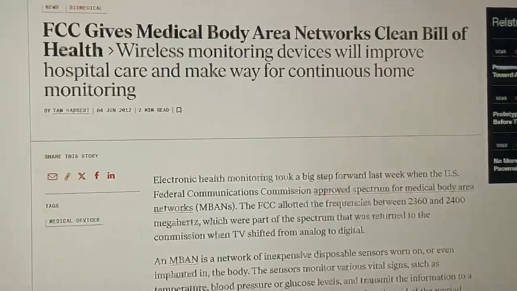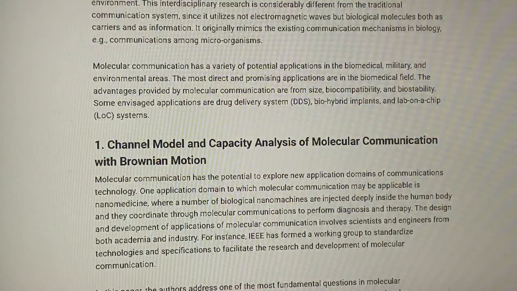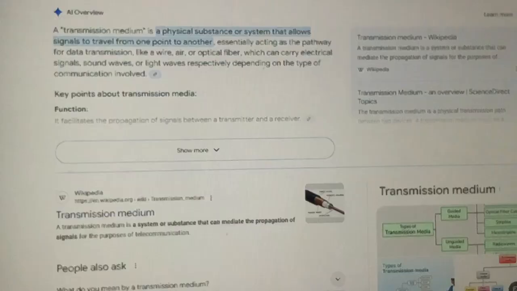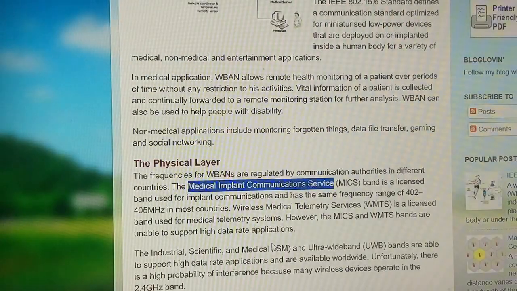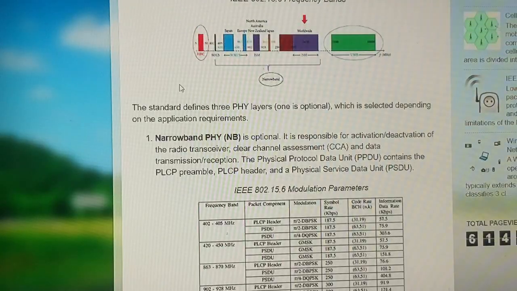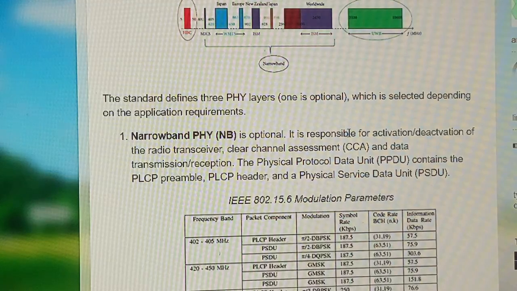So, when the FCC in 2012 says, let's go, body area networks, and we have molecular communication going on since 2014, and we know that a transmission medium is a physical substance that allows signals to travel from one point to another, and we see the industrial, scientific, and medical and ultra-wide bands with HBC, human body communication, in the far left. And then the standard defines three physical layers in computer networking, which is selected depending on the app requirements. And your PPDU expert.